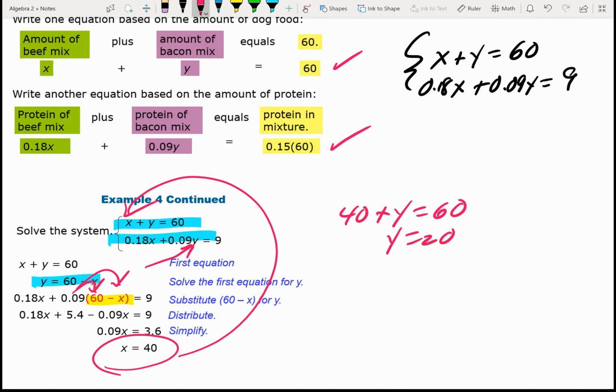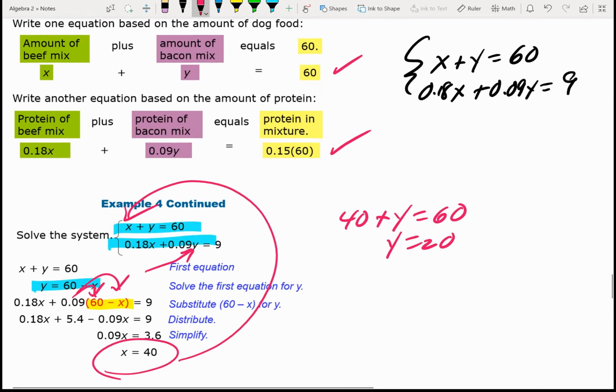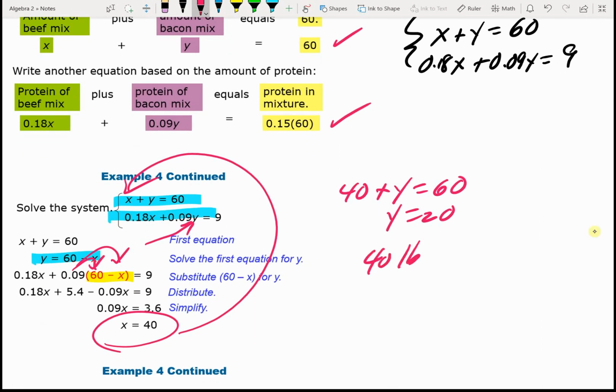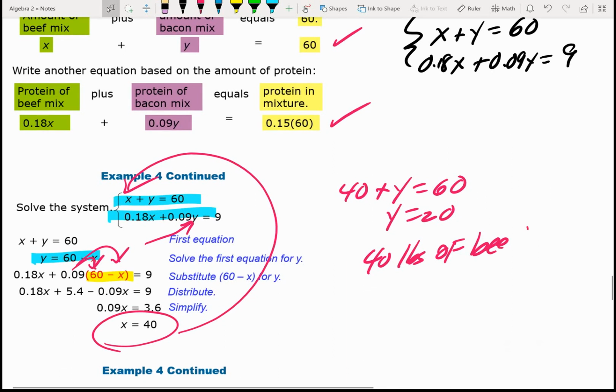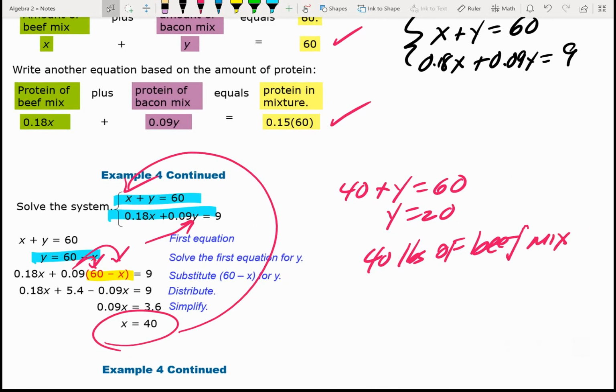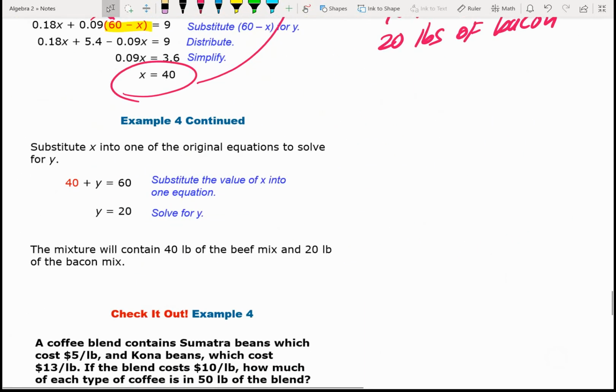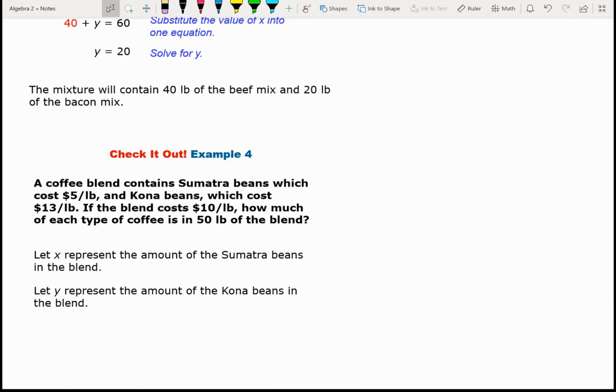So they should have 40 pounds of beef mix, because that's what X represents, and then 20 pounds of bacon mix. And that would give them a 15% protein mixture of 60 pounds. All right, and they did that. So here, I'll pause the video and see if you can do that one there. Read through that and then do that one.